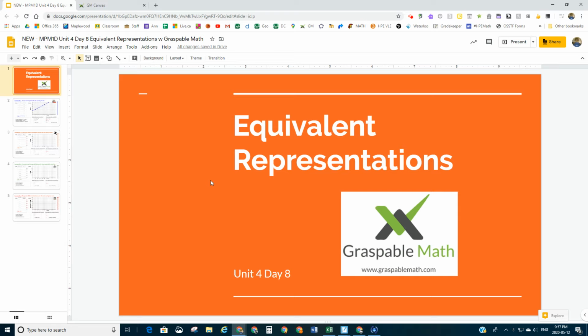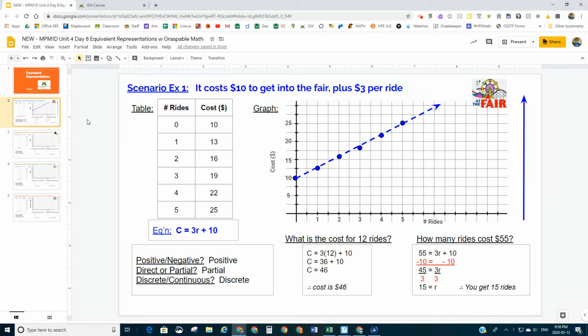Going to do right now is revisit an activity we did last week, except we're going to use a new feature that I've discovered called Graspable Math to help us solve these equations. So let's first remind ourselves of the activity where we found equivalent representations. If you recall, we used this template here to answer a couple of questions.